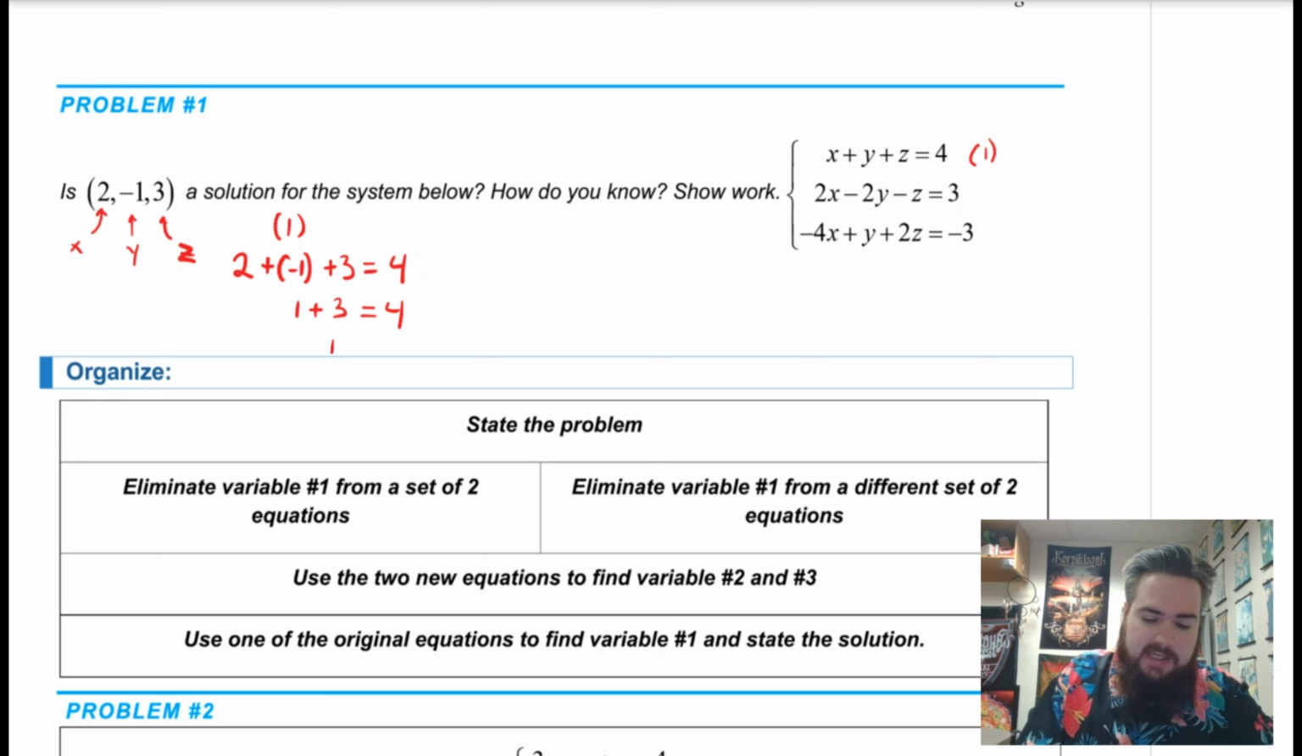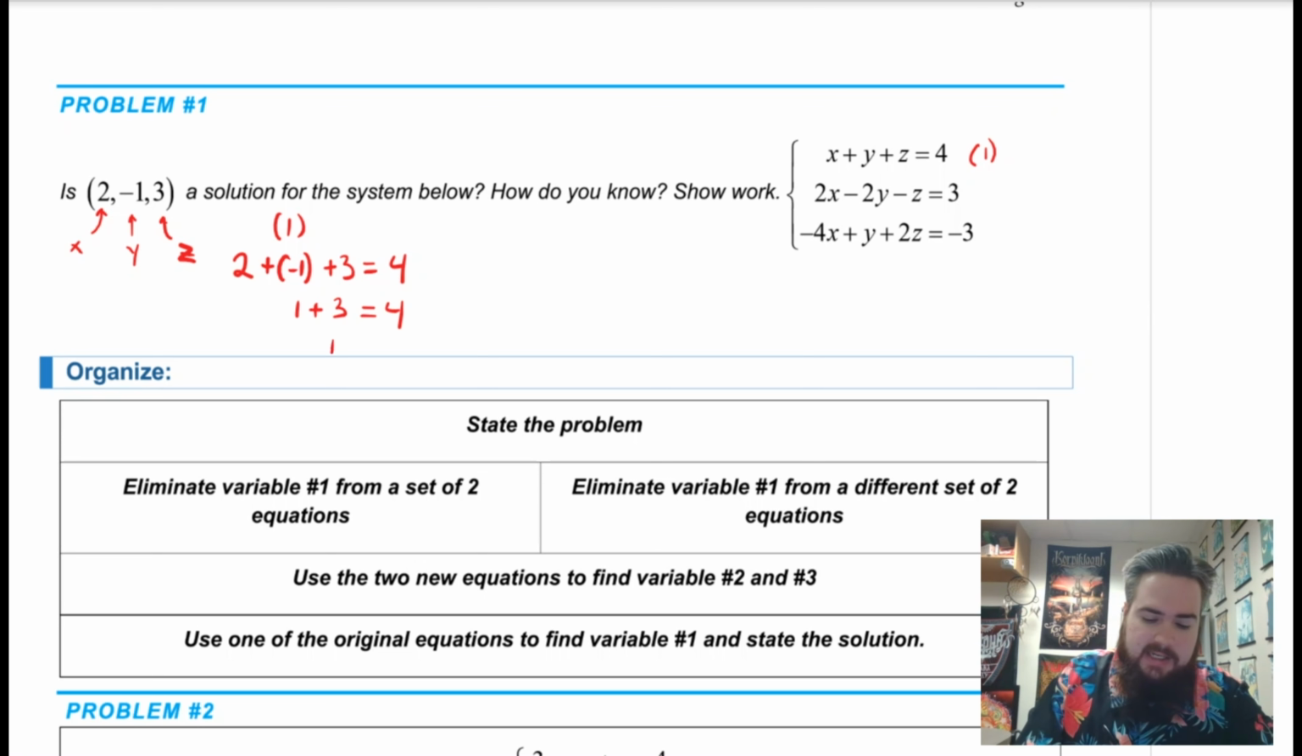from two of those equations, and we'll eliminate that same variable from another set of two equations. Then we'll use those two equations that we found, which we'll call typically equations 4 and 5, to find variables 2 and 3. So, for example, if we elected to eliminate y, then that means we would be using our two new equations to solve for x and z.